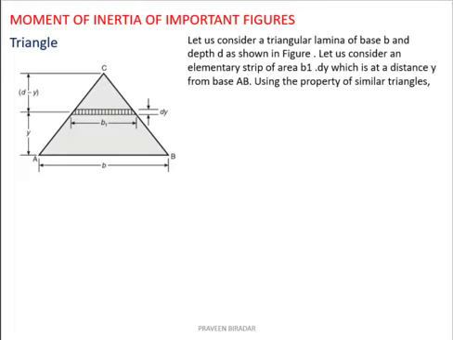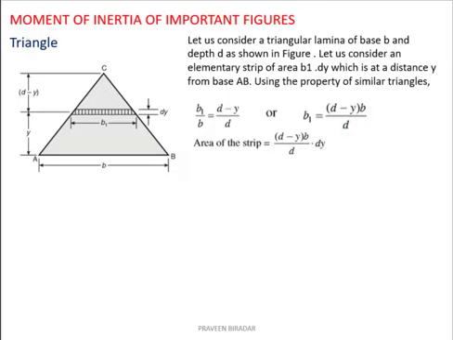Next, I have triangle. Let us consider a triangular lamina with base B and total depth small d, as shown in the figure. Let us consider an elementary strip of width B1 with thickness dy at distance y from the base AB. Using the property of similar triangles, we get B1 by B equal to d minus y by d. So B1 equals (d minus y) b divided by d. So area of a strip is B1 into dy, and B1 is nothing but this value.